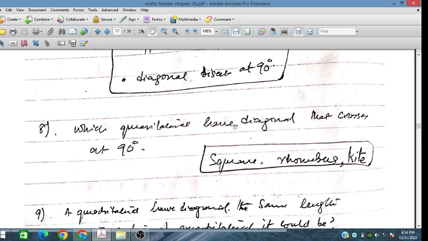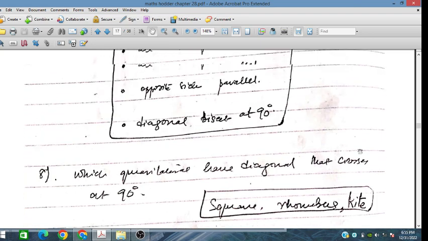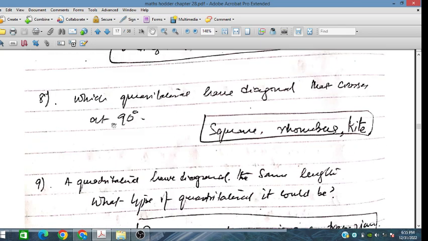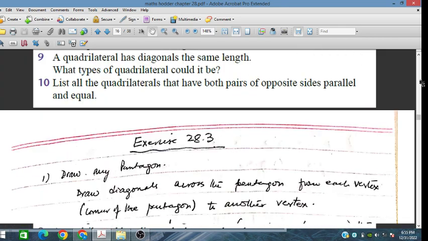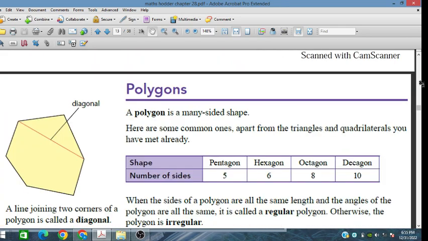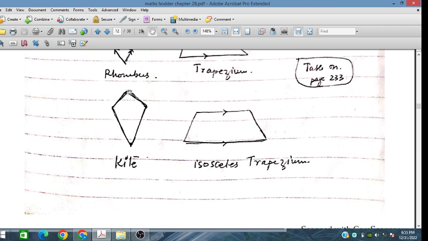Which quadrilateral has diagonals that cross at 90 degrees? Rhombus and square. A square's diagonals always cross at 90 degrees, and a rhombus also crosses at 90 degrees, and a kite also crosses at 90 degrees. So if we draw the diagonals of a kite, we can see that in any kite, if we draw this line here and this, they will be at 90 degrees.